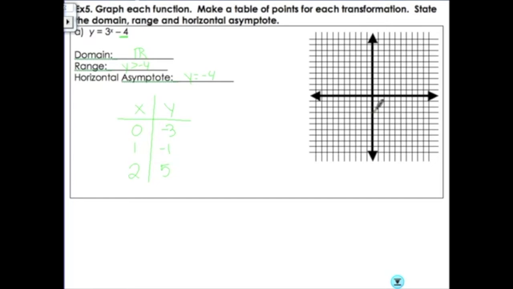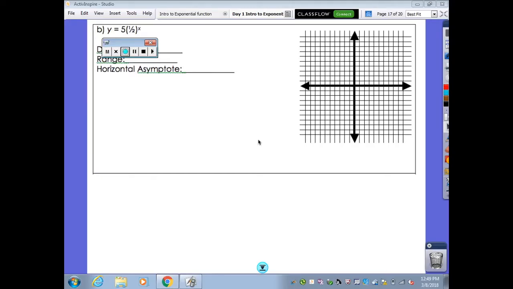I know I have an asymptote at y is equal to negative 4. And I now have some points that I can plot on my graph. I have a point at 0, negative 3, a point at 1, negative 1, a point at 2, 5. And I could now plot my function. Now let's look at 5b. Try it on your own. Pause the video here.